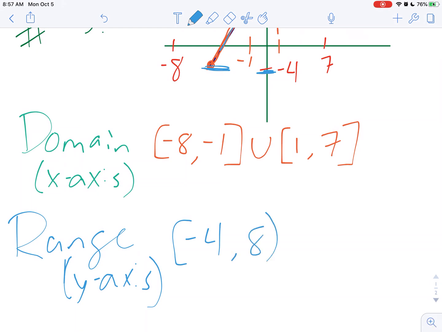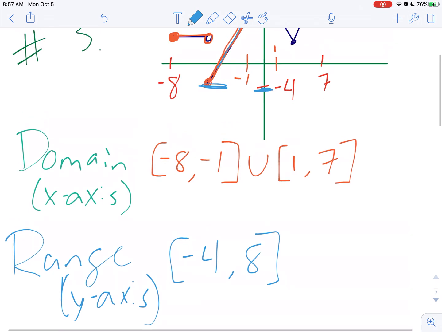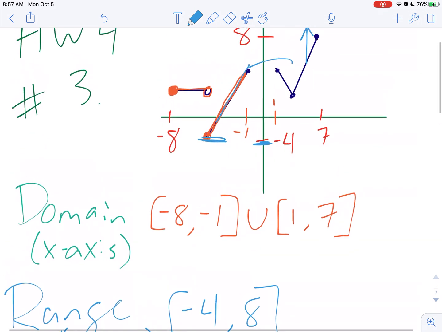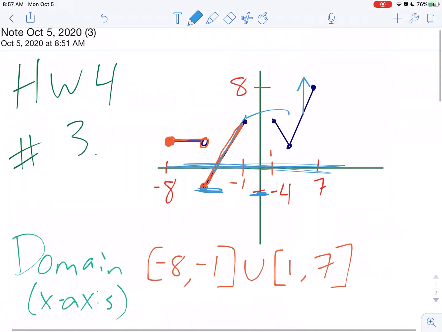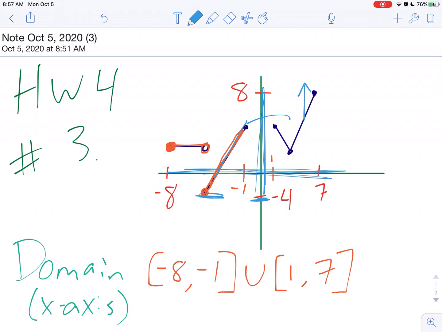And again, you will have different graphs on your homework, but that's the idea. Domain is your x-axis, everything that's being shown on your x-axis, and the range is everything that's being shown on your y-axis.